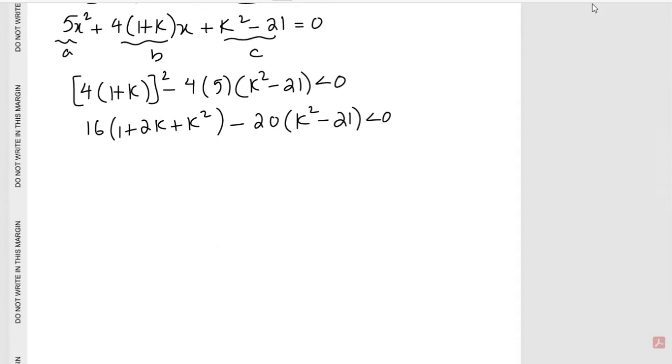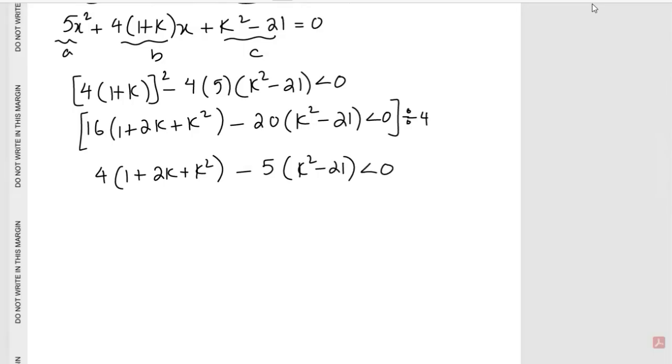This is not necessary, but maybe you can divide the whole inequality by 4. This will make your calculation simpler. I mean, you can work without this as well since it's just a calculator paper. So 4(1 + 2k + k²) minus 5(k² − 21) less than 0. So 4 + 8k + 4k² − 5k² + 105 less than 0. I'm getting negative k² + 8k + 109.